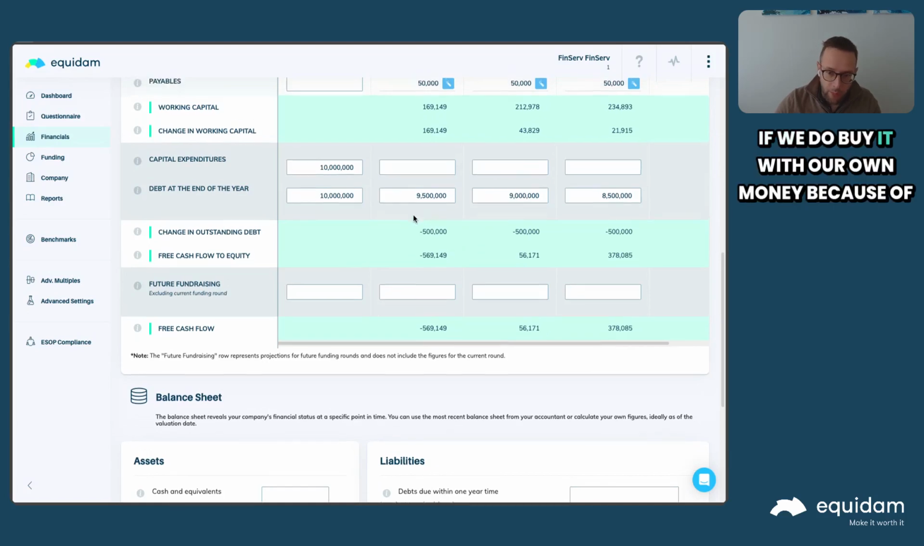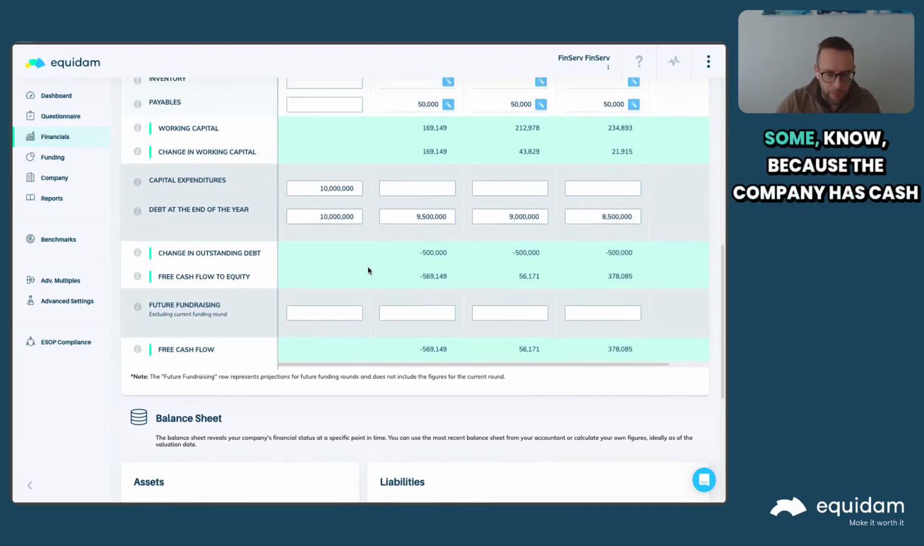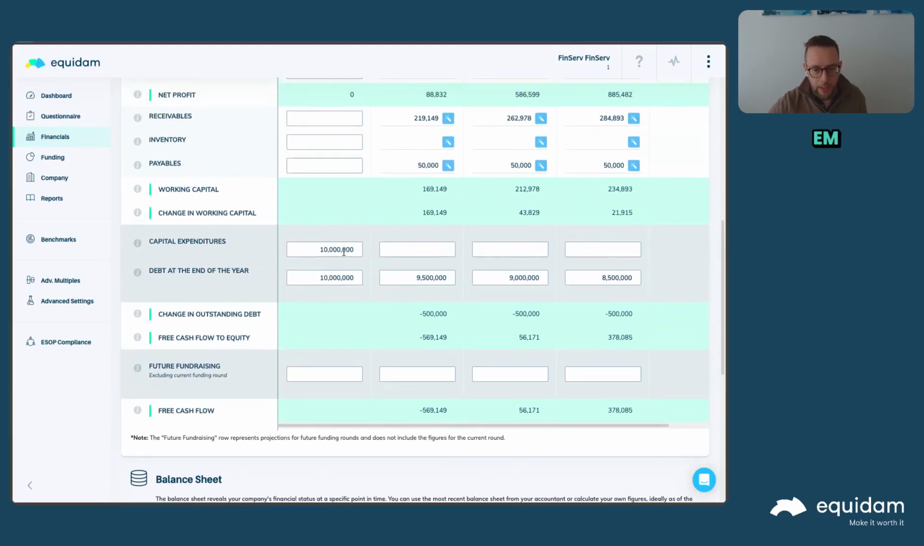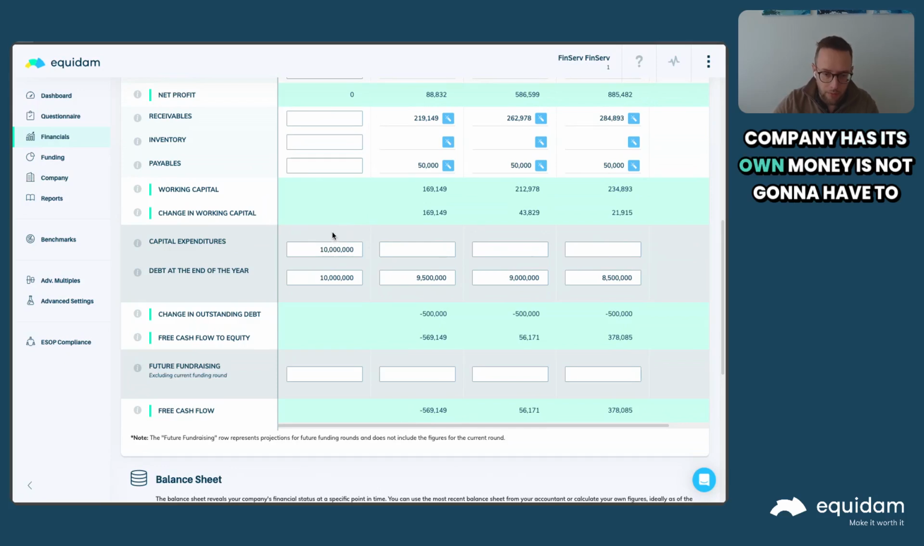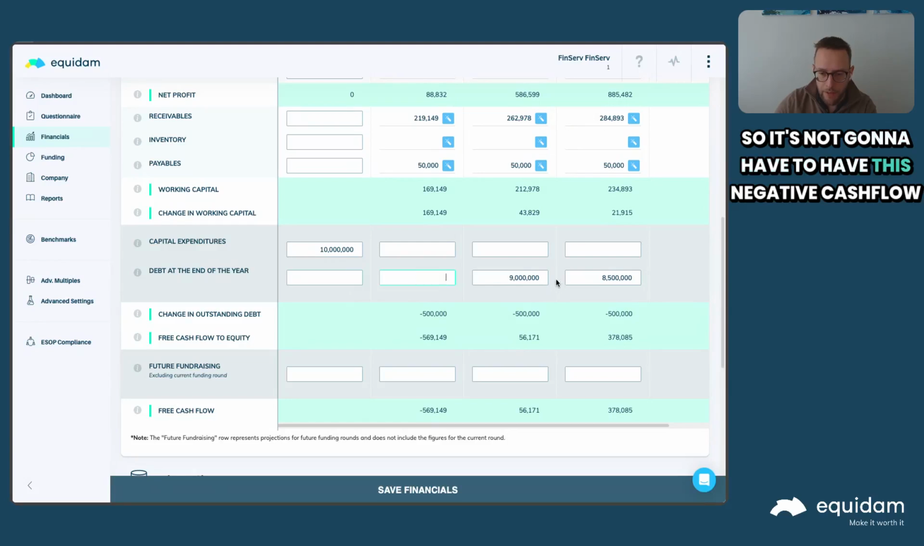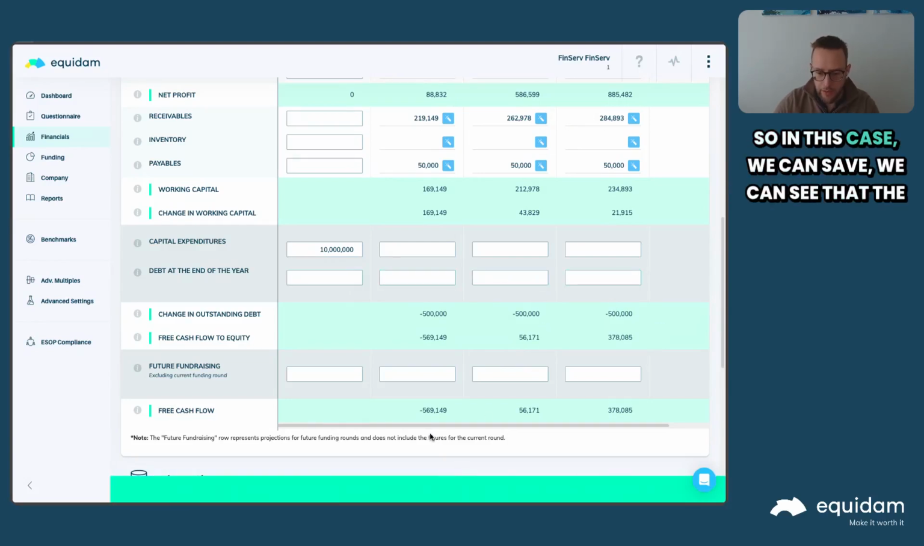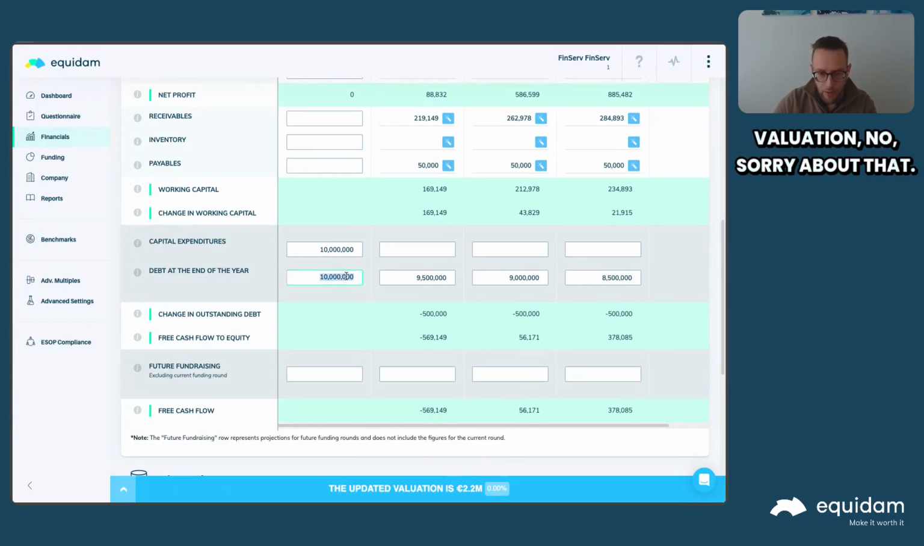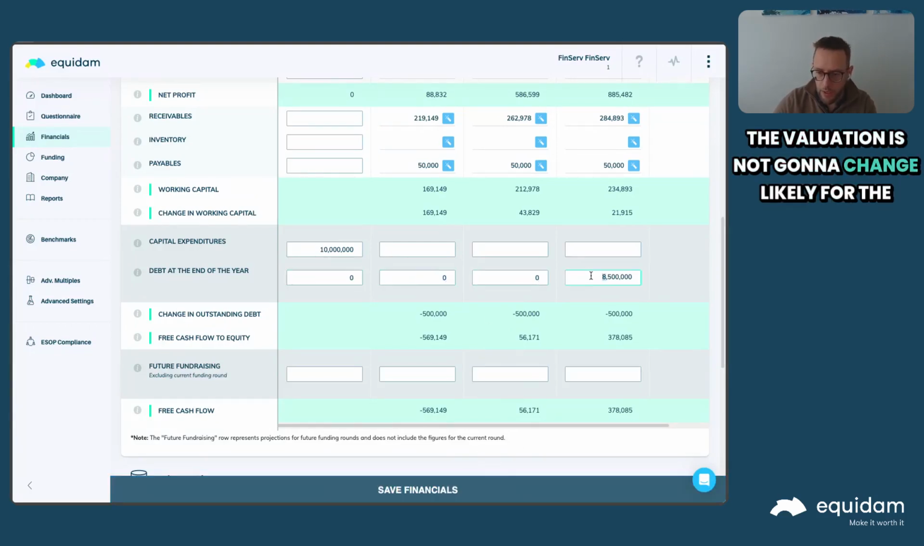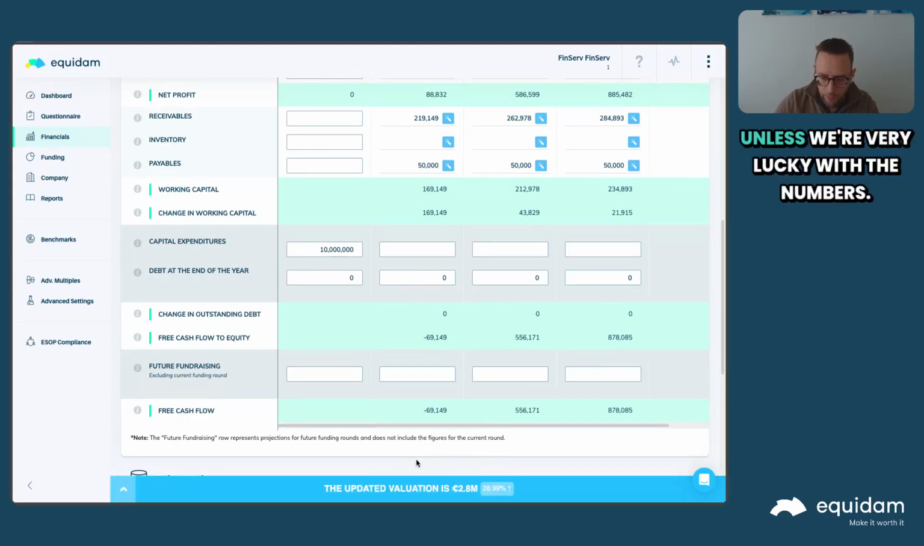If we do buy it with our own money, because the company has cash flow, where do we see the value of the building? Well, if the company has its own money, it's not going to have 10 million in a loan, right? So it's not going to have this negative cash flow of 500,000 every year. So in this case, the valuation is not going to change likely for the full amount, unless we're very lucky with the numbers.